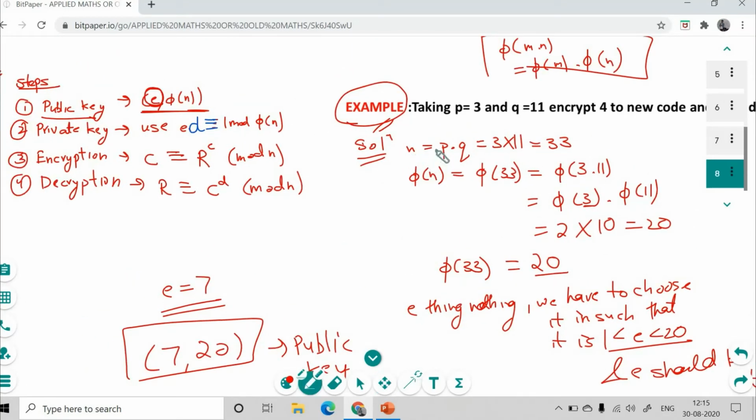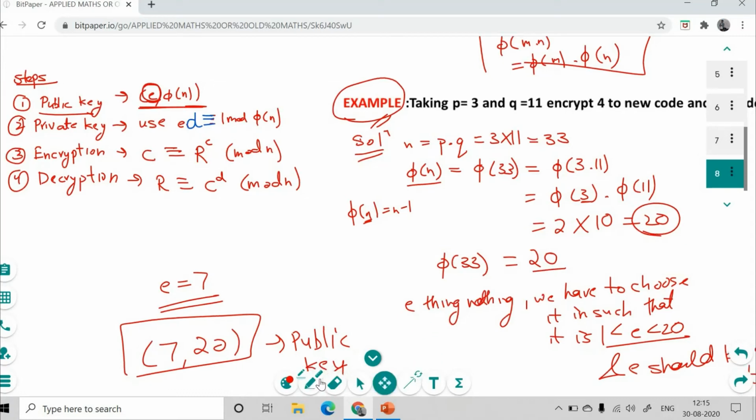First you have to find n, that is the product of two prime numbers, that is given, that is 33. Then find the Euler totient function phi. Phi of 33 will be phi of 3 into phi of 11. So we just use the theorem: phi of a prime p is p minus 1. So we use 2 and here 10, so 20. So phi of 33 is 20.